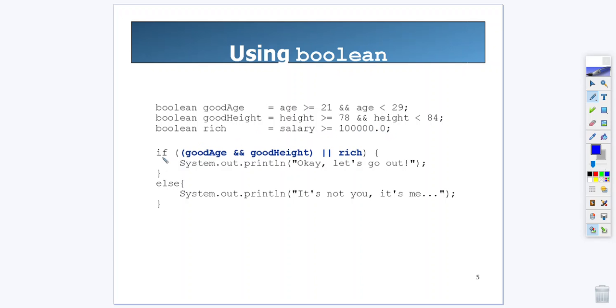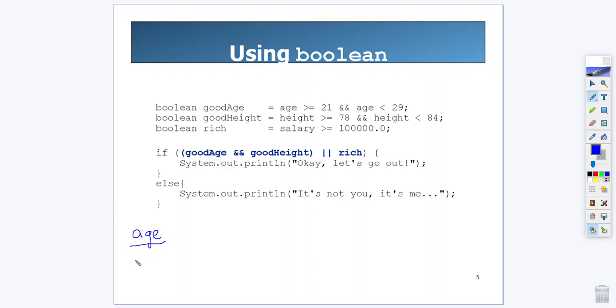So, according to this, if you are a good age and a good height, or if you're just rich, we're going to print, okay, let's go out. Otherwise, we're going to say, it's not you, it's me. So how do I know what this evaluates to? Well, it really depends on the values for age, height, and salary.